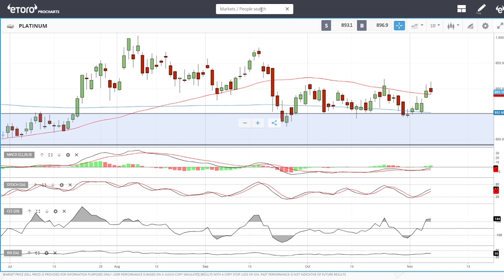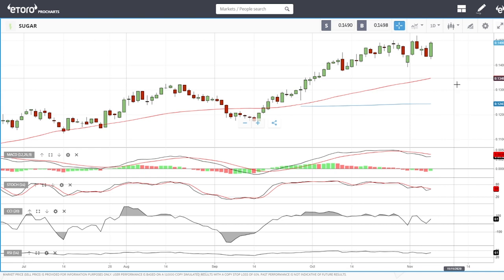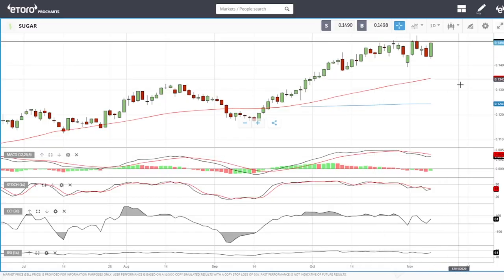So if you look at sugar, we can see that we rallied significantly on Friday's session, but we did not break the previous highs. So whether or not we are going higher than this, we'll see. We are quite high on the RSI, but we're not overbought. The technical indicators are turning around, especially the CCI.